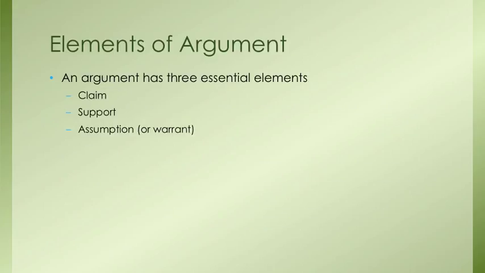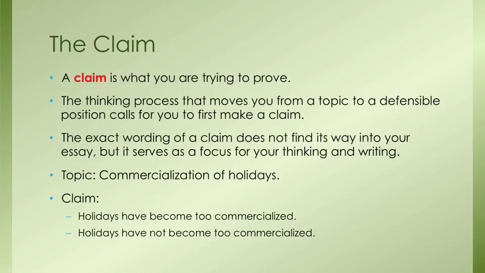The elements of an argument. There are three parts to an argument: the claim, the support, and the assumption or warrant. The claim is what you are trying to prove. The thinking process that moves you from a topic to a defensible position calls for you to first make a claim. The exact wording of the claim does not find its way into your essay, but it serves as a focus for your thinking and your writing.